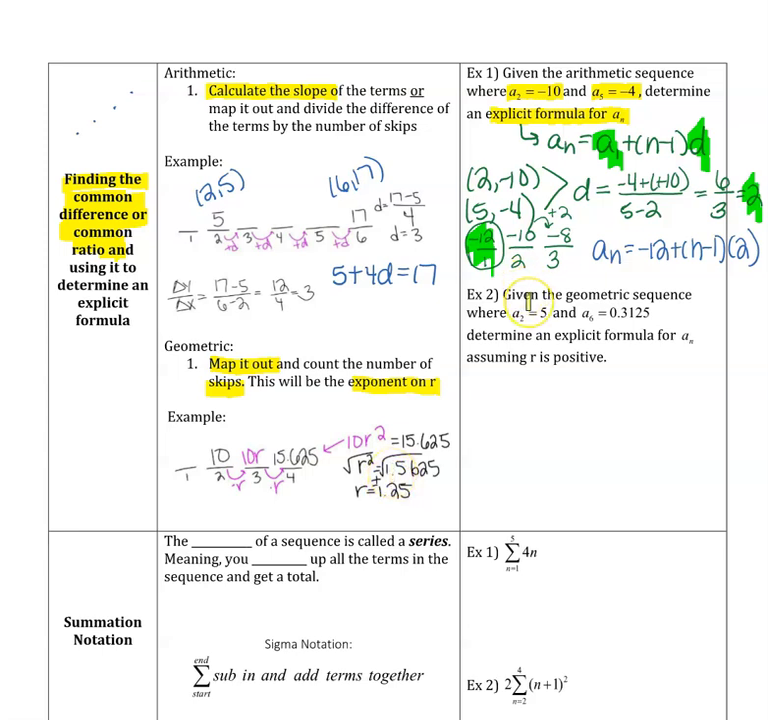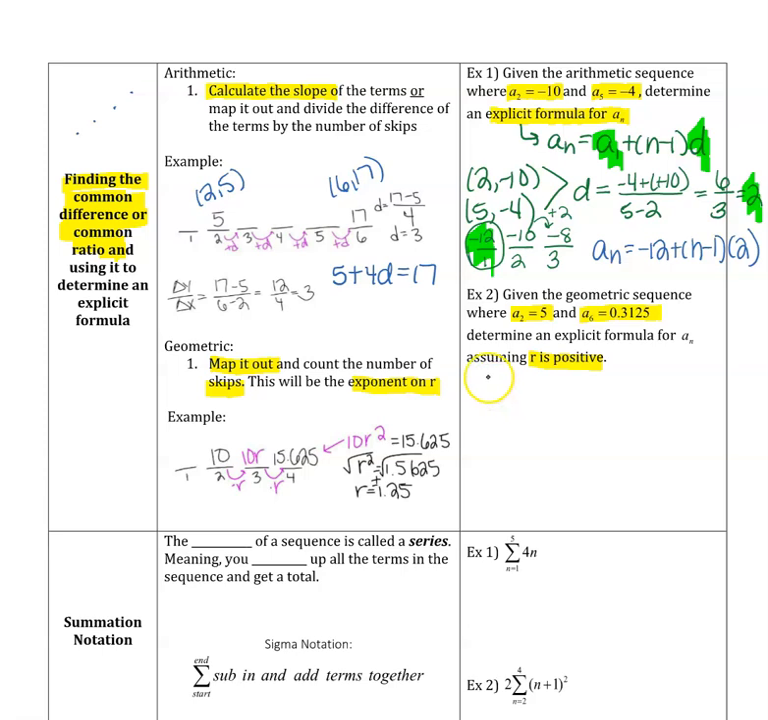So, given the geometric sequence where a sub 2 is 5 and a sub 6 is 0.3125, again, we're going to determine the explicit formula for a sub n, and this time it actually tells you assuming r is positive. So we're not going to have to worry about having a negative common ratio if we take the square root.